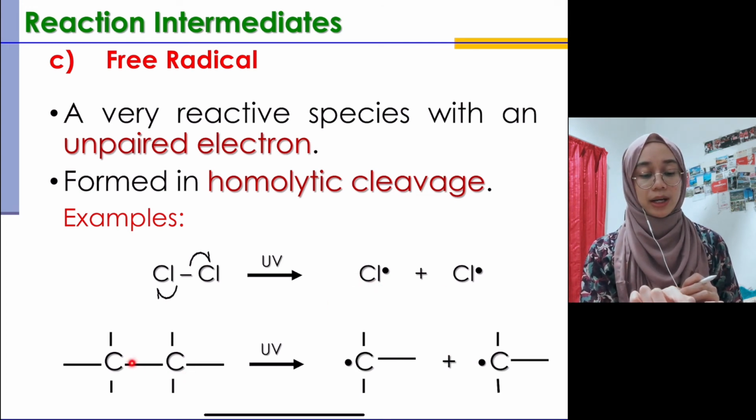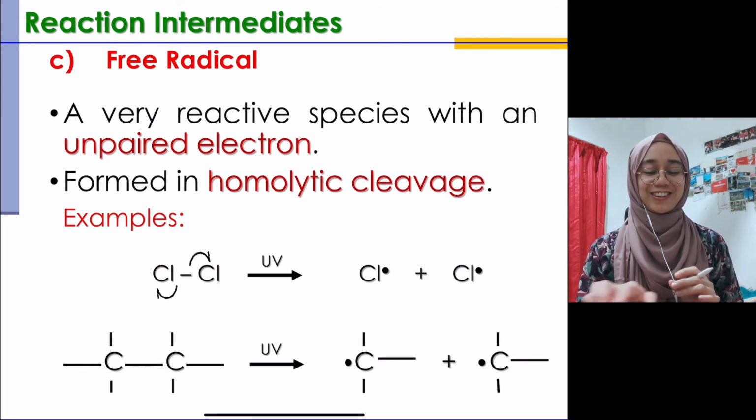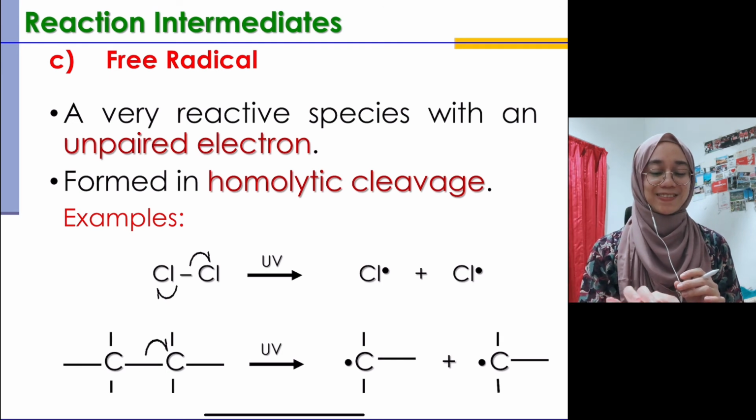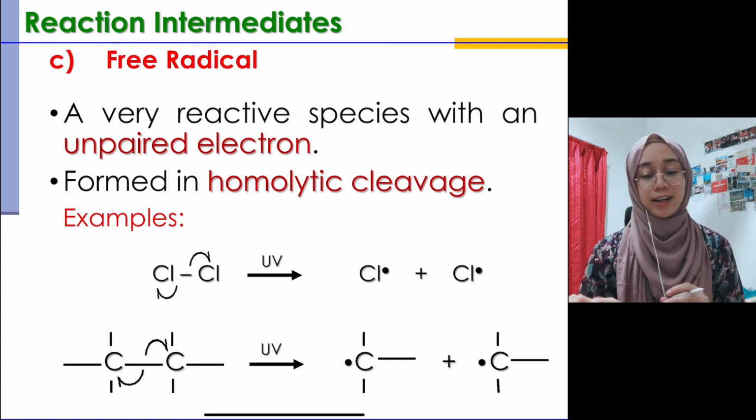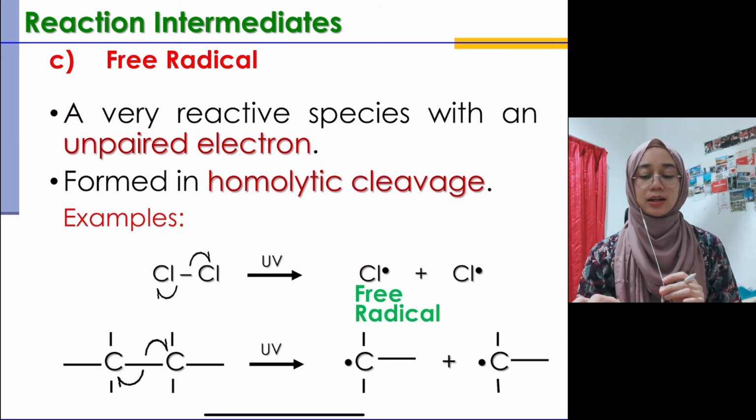So this bond here, dia akan break homolytically. Okay, so one electron pergi tu yang sebelah kanan, another electron akan pergi sebelah kiri. Maka carbon ni masing-masing tinggal with one unpaired electron. Okay, so these are the species that is called as free radical.